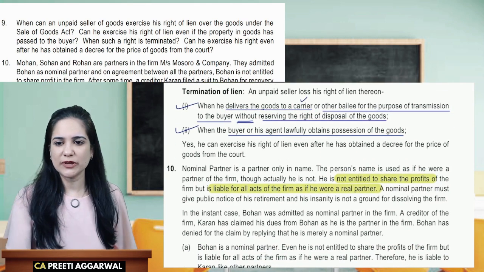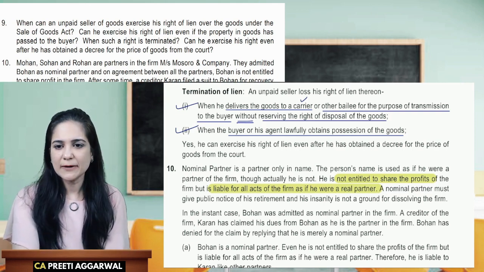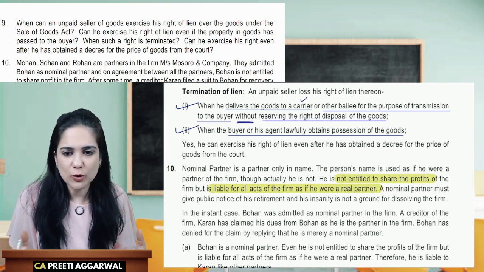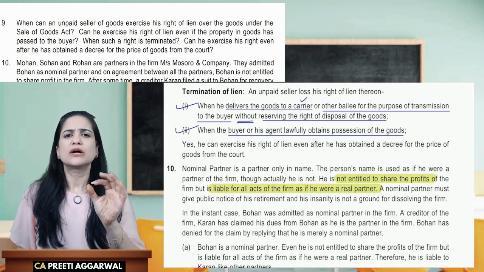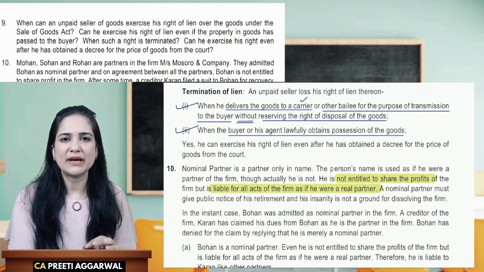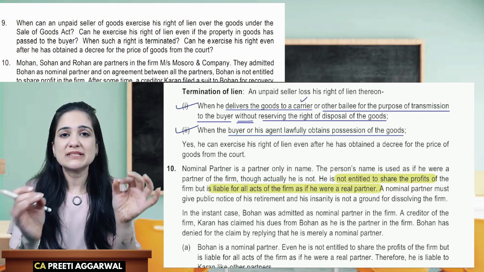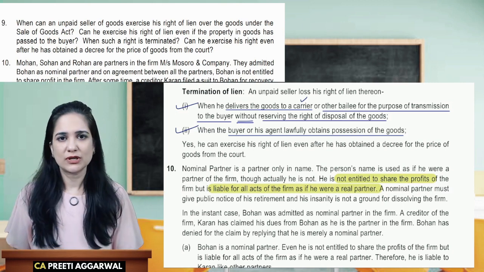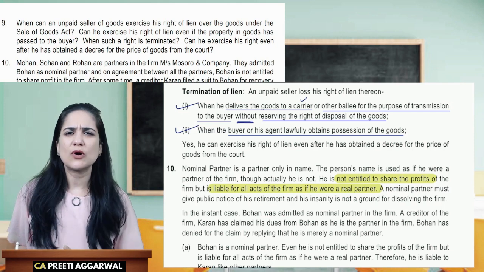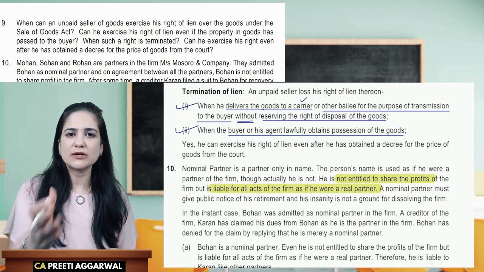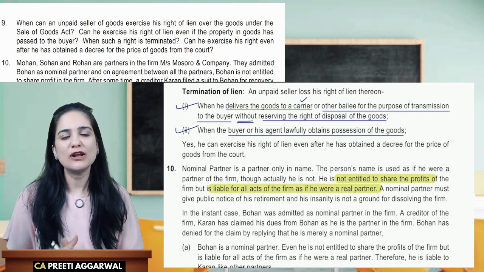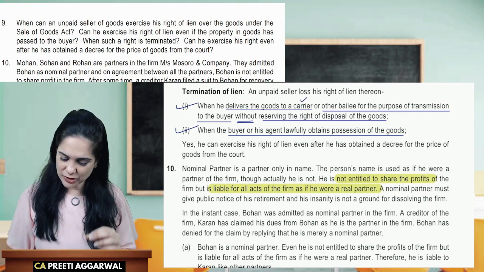So let us answer the question: can he exercise the right of lien even when it is terminated? We already discussed that. Can he exercise his right even after he has obtained a decree, an order of the court for the price of goods? The court has ordered the buyer to pay the price to the seller. Can the seller continue to retain the goods till the price is paid? Yes, of course. You cannot say, now the court has ordered the buyer to pay, so seller return the goods to the buyer. No, the seller can retain the goods till he receives the full price of the goods. Okay, so that is question 9.